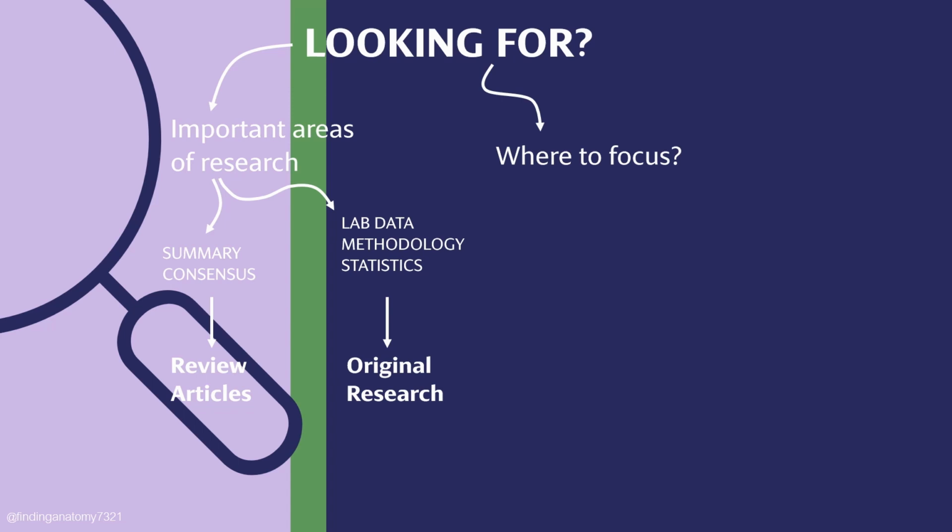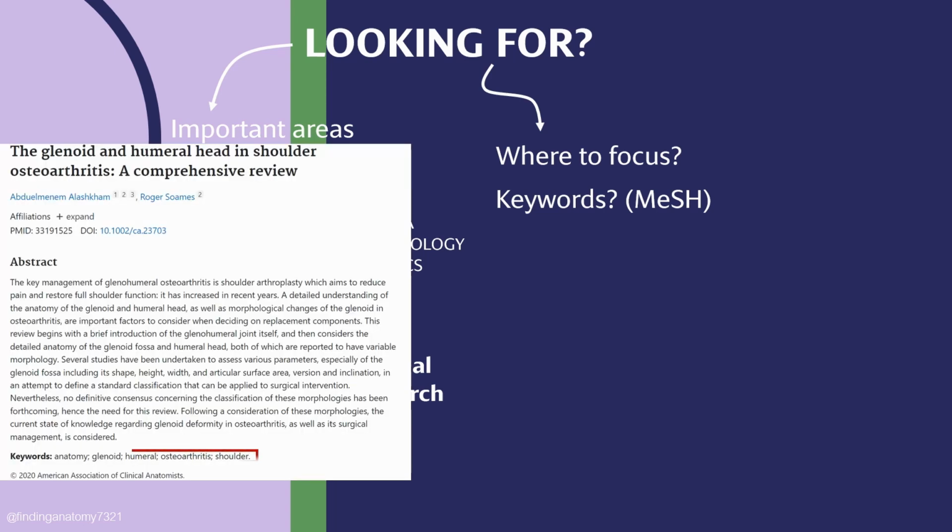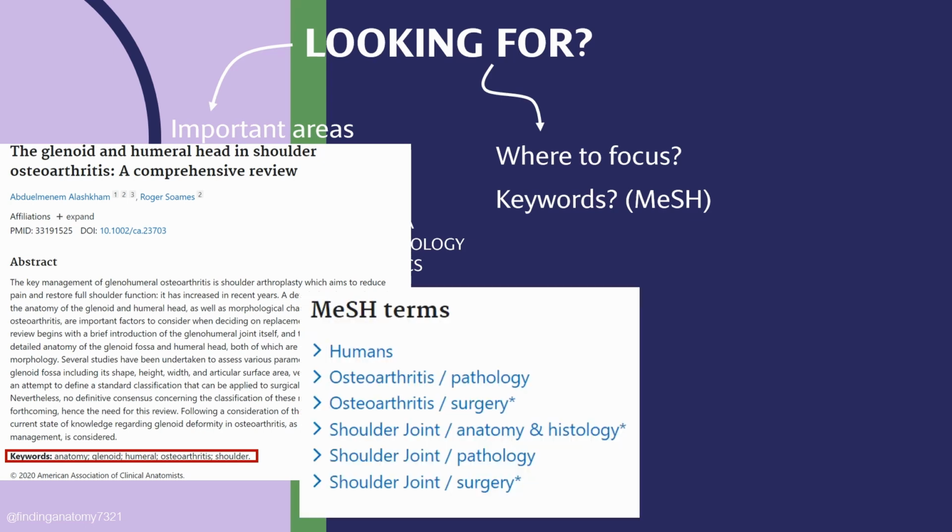So identifying these areas will help you decide where to focus your dissertation, and it will also help you identify the keywords and MeSH terms related to the topic of your choosing. So, for example, let's look at the glenohumeral osteoarthritis title, and you'll see that there are related keywords listed at the bottom of the abstract. You can use these keywords to refine your search and focus on the articles which have more to do with your research. And the same way you could use your MeSH terms.